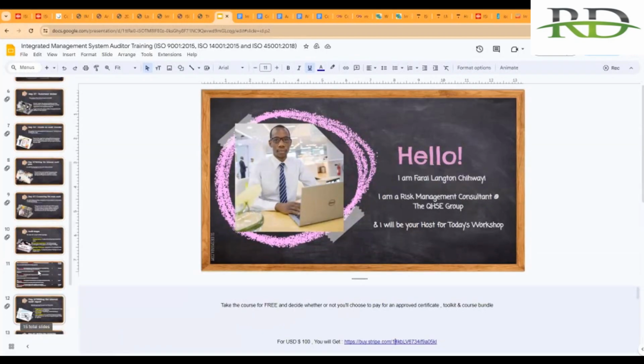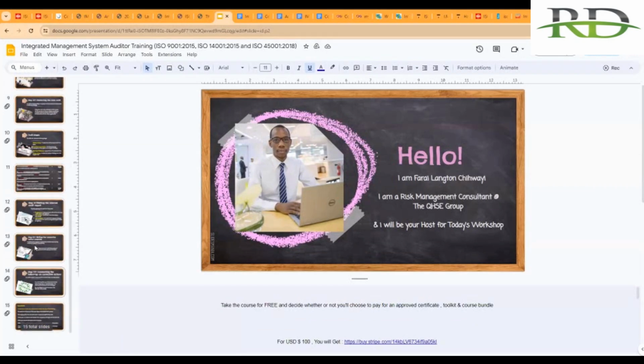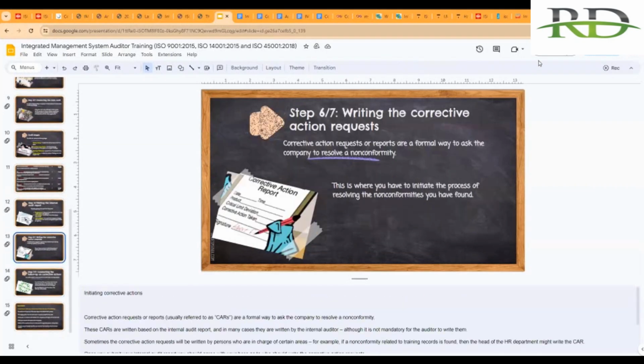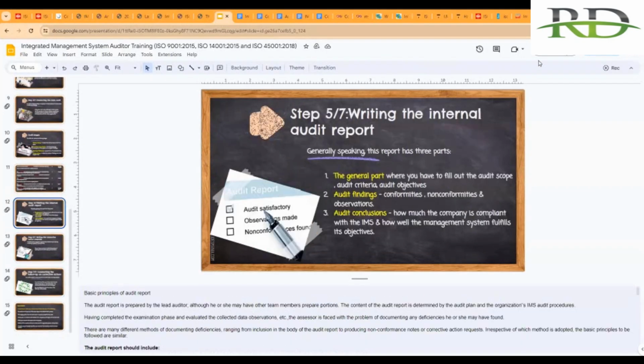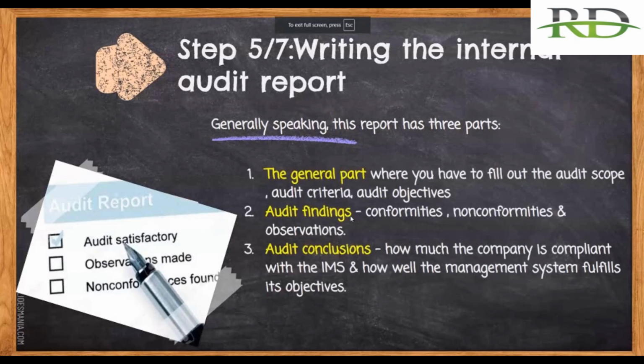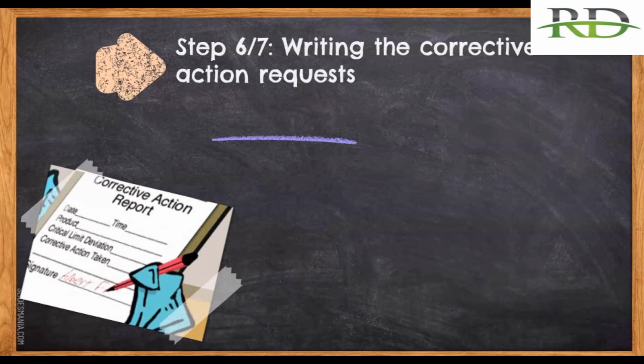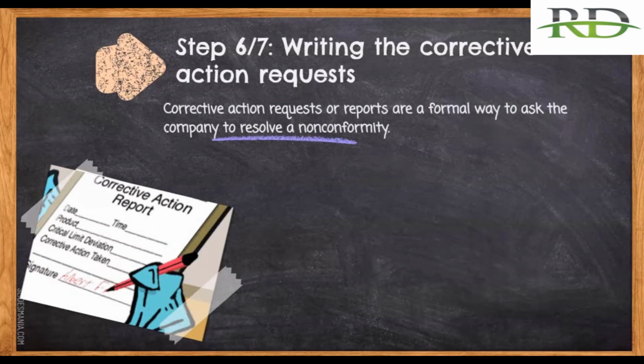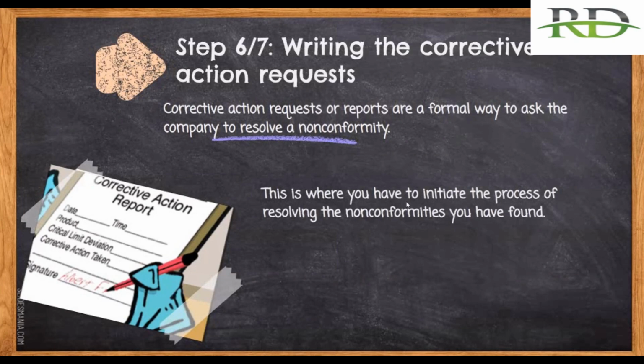So after that, we now go to step number 6. After writing the audit report, we now have to complete the last 2 steps. We are now going to write the corrective action request. This is a formal way to ask the organization to resolve a non-conformity. We now have to initiate the process of resolving the non-conformity.